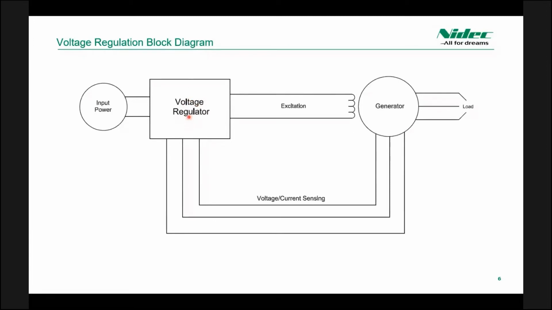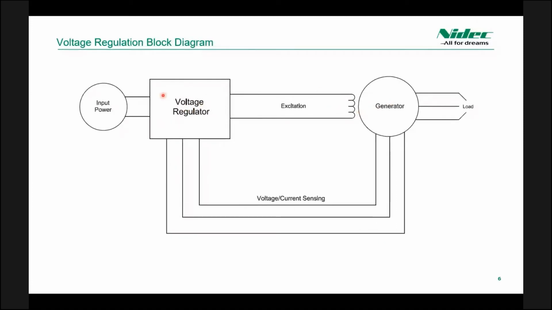So if we're trying to regulate the generator at, say, 480 volts, the first thing the voltage regulator is going to do is check to see, are we at 480 volts? If we're not at 480 volts, then the regulator is going to have to decide to lower or raise the excitation. And then that will change the output of the generator.